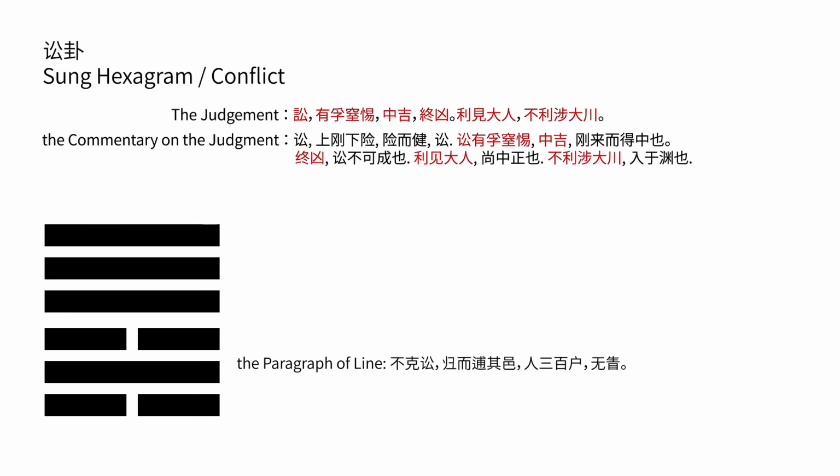Comparing the paragraphs of the judgment and the commentary on the judgment of the hexagram, you will find that the commentary on the judgment is the interpretation of the judgment. Is this explanation necessarily correct? I don't think so. I just take it as a reference. You should also try to find your own answers.